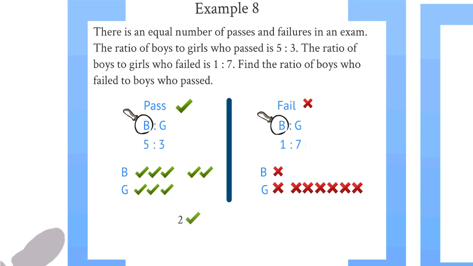And because of that, we can conclude that these 2 extra check marks here is equivalent to 6 crosses. And 1 check mark is equivalent to 6 divided by 2 crosses, which is 3 red crosses, like that. Because in total number terms, these 2 columns are supposed to be the same, equal.